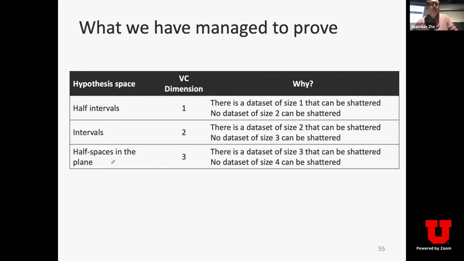And half spaces in the plane, that means just linear classifiers in the plane, the VC dimension is 3. That means for any 4 points, you cannot shatter them by linear classifiers. This is our homework problem. Think about that. It's a little bit tedious to solve, but it's a very good way to deepen our understanding of this concept.